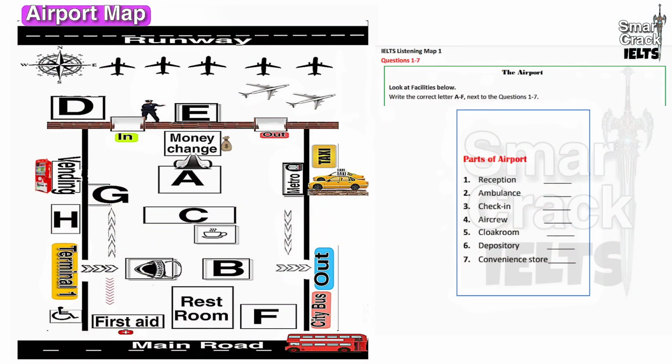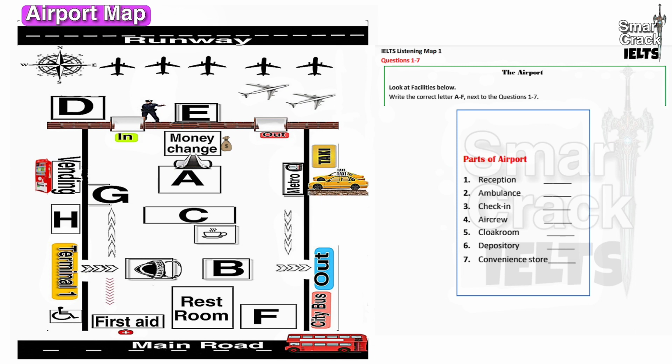As in this map, you can look at some different sections of the airport. Some sections are already mentioned. For example, vending, terminal, first aid, restroom, metro, money change, main road and runway. Besides this, some are highlighted as city bus and taxi stand. The map presents a few shadows and symbols such as wheelchair and coffee shop area. The signals can be seen in the marks of forward and backward arrows.